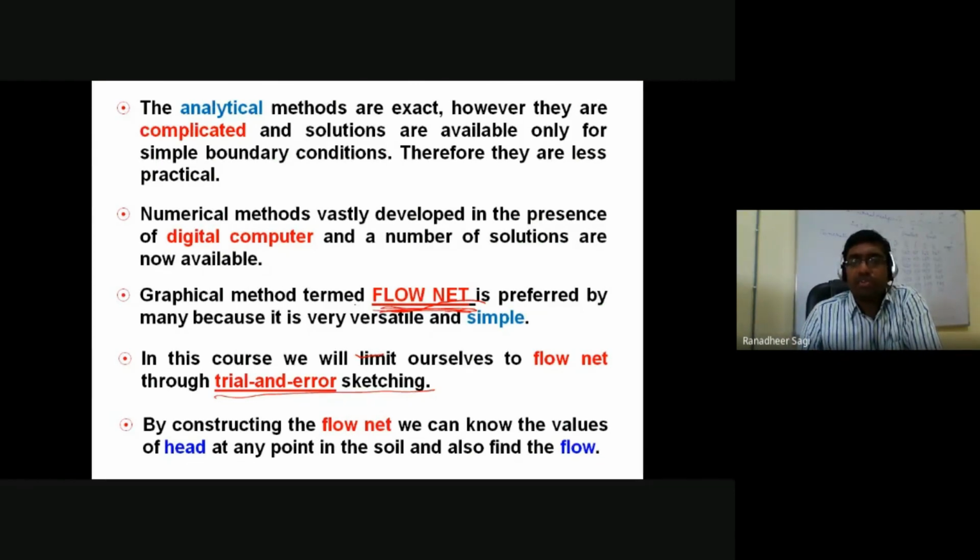By constructing the flow net, we can know the values of head at any point in the soil, and also find the flow. If you are required to find the total head, or the pressure head at different points within that soil mass, you can find that, and you can also find the amount of seepage pressure. And the amount of flow happening from one point to another within that soil medium? Yes, we can find that. All that we can find from this simple flow net that we construct.